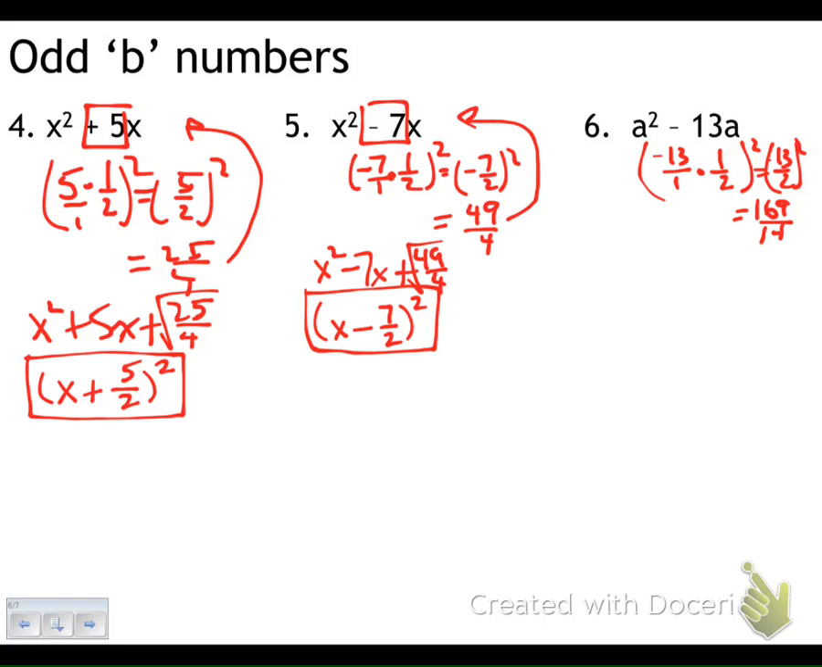Now, for the negative 13 squared, you might want to use the back of your assignment guide where I put the square roots and squares. You can use that, that's fine. I don't mind at all. So that's there. So we get a squared minus 13a plus 169 over 4.